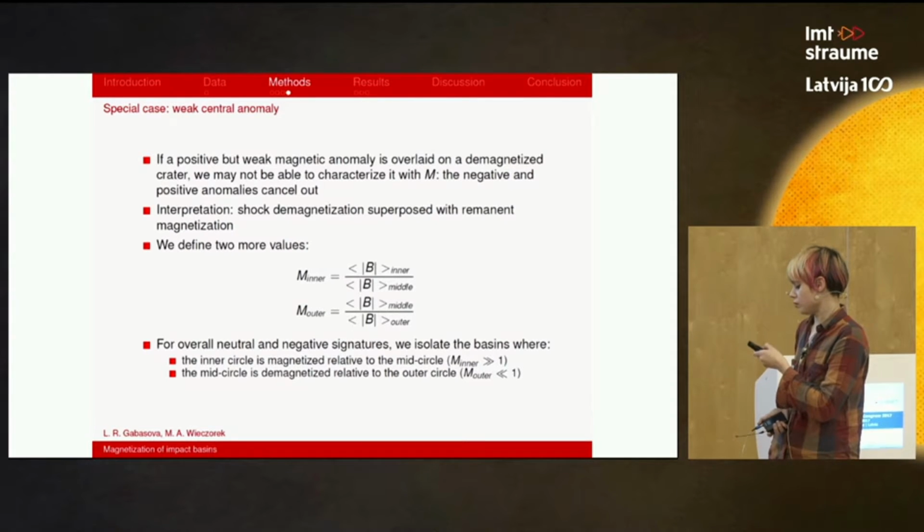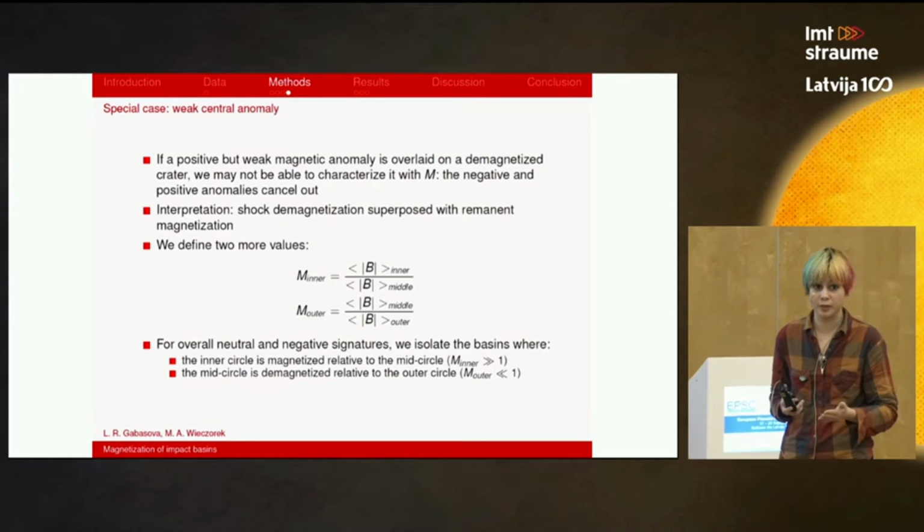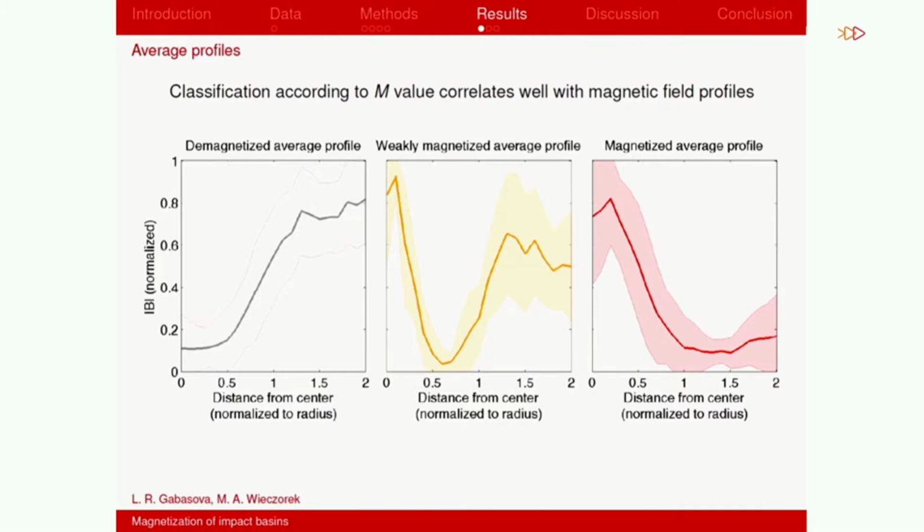Having classified these basins into 4 categories: magnetized, weakly magnetized, no magnetic signature, and demagnetized, we can look at the average radial profiles of these basins, and you can see that they are quite coherent. So here we have the average profile of basins classified as demagnetized, which is just a depression. And then we have the weakly magnetized, where we have a depression and then a peak in the middle, and then the magnetized profile, where it is just a peak and not much of a depression.